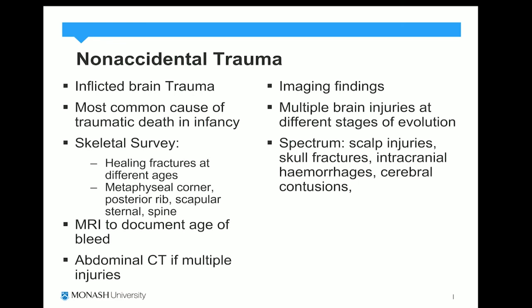MRI is very useful to document the age of the bleed, and then CT of the abdomen if there are multiple injuries. But looking at the brain now, with the brain there will be multiple injuries at different stages of evolution, and then look for signs of scalp injuries and also skull fractures, as well as intracerebral hemorrhages and cerebral contusions.